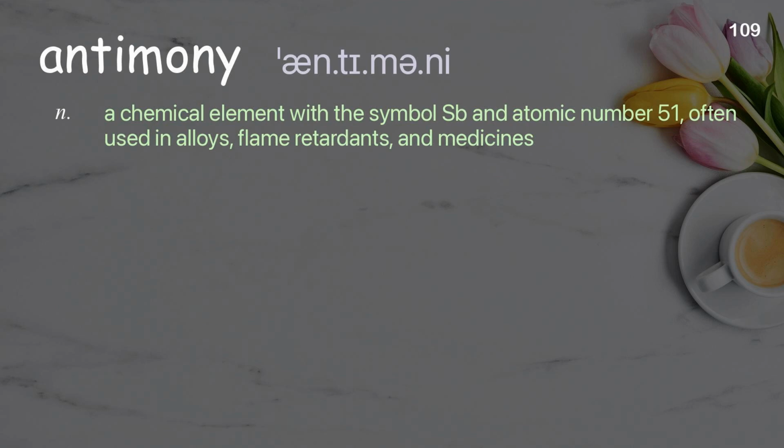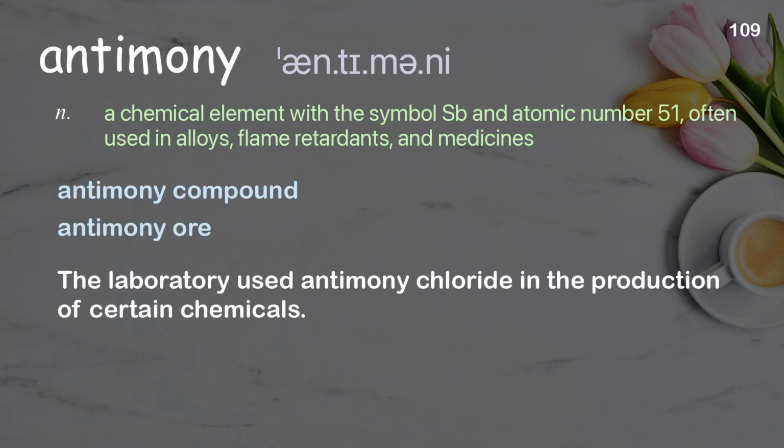Antimony. A chemical element with the symbol Sb and atomic number 51, often used in alloys, flame retardants, and medicines. Examples: Antimony compound. Antimony ore. The laboratory used antimony chloride in the production of certain chemicals.